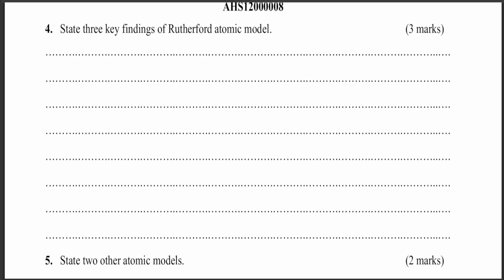It's similar. Question 4. State 3 key findings of the Rutherford atomic model. Now, for the Rutherford atomic model, if you remember, he used something called a gold foil. And what he observed is that when he fired beams at the gold foil, some particles deflected back a little bit, some deflected back at a 90 degree angle, and he found some particles just pass through it.